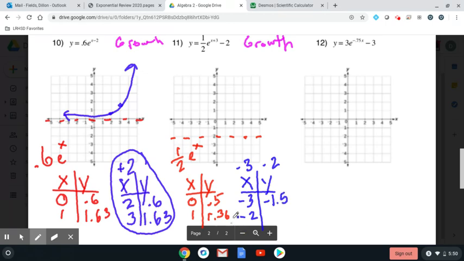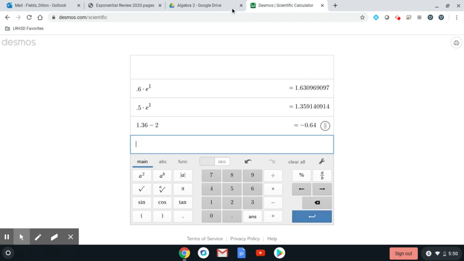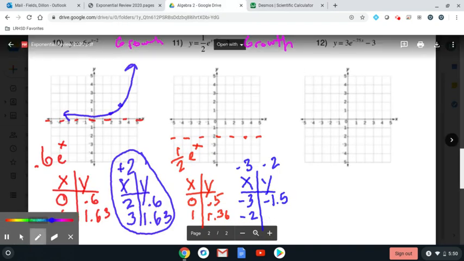And if you need to do a little bit of work to get this too, you definitely can. Like if we wanted to do 1.36 minus 2 to give us what our new y value should be, we definitely can. It gives us -0.64. So that would be our second y value.